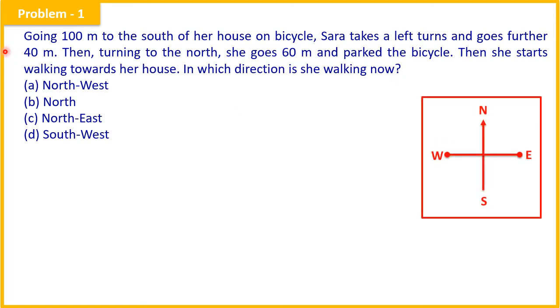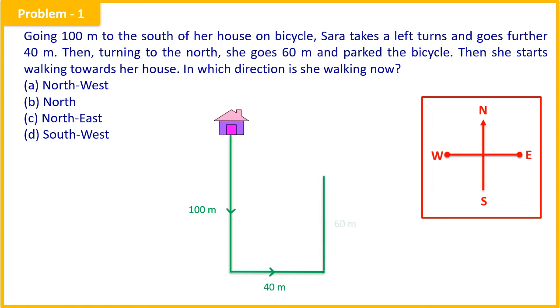So in this particular question, आपको सबसे पहले उसका starting point, उसका house mark करना है as a point like this. Now what is said? She is going 100 meters to the south of her house. South means she is going in downward direction like this. How much she is going? 100 meters. Okay. Then Sarah takes a left turn. If she is taking a left turn pointing towards south direction, obviously she will be moving in this direction and she is traveling 40 meters. Then turning to north, she further goes 60 meters like this and she parked the bicycle.